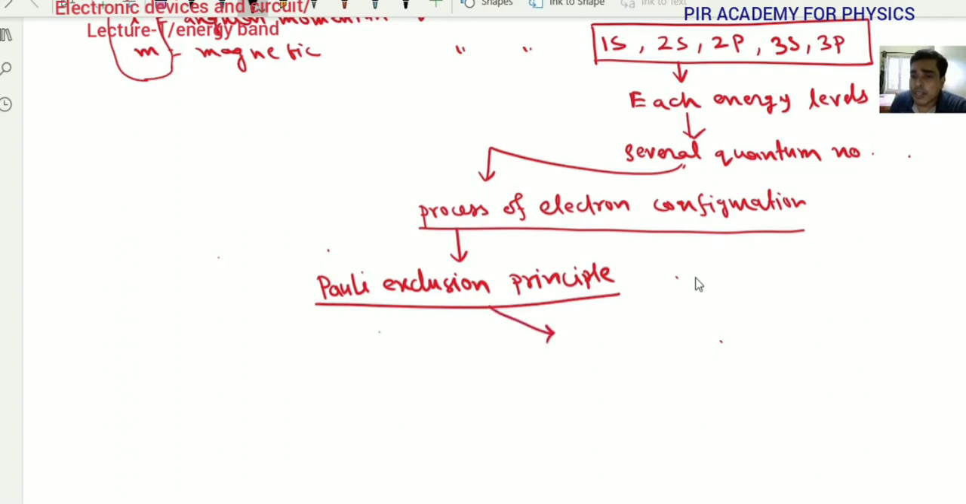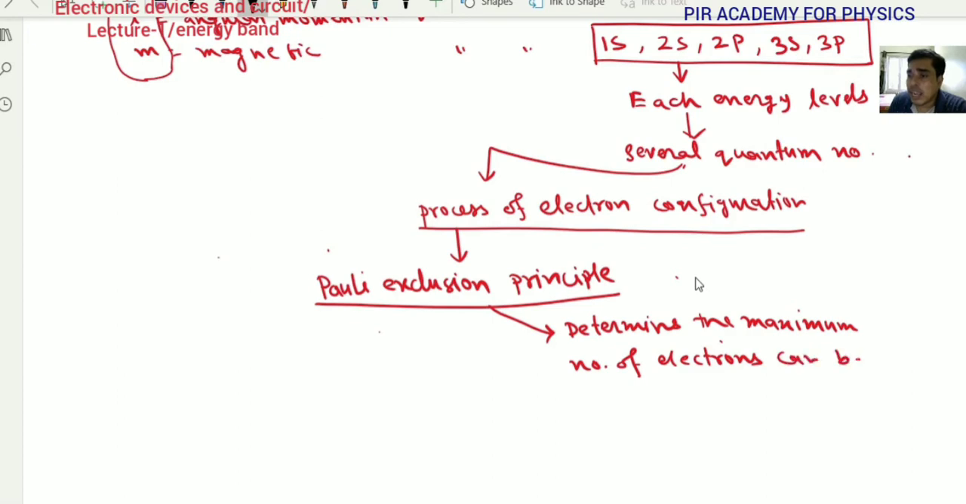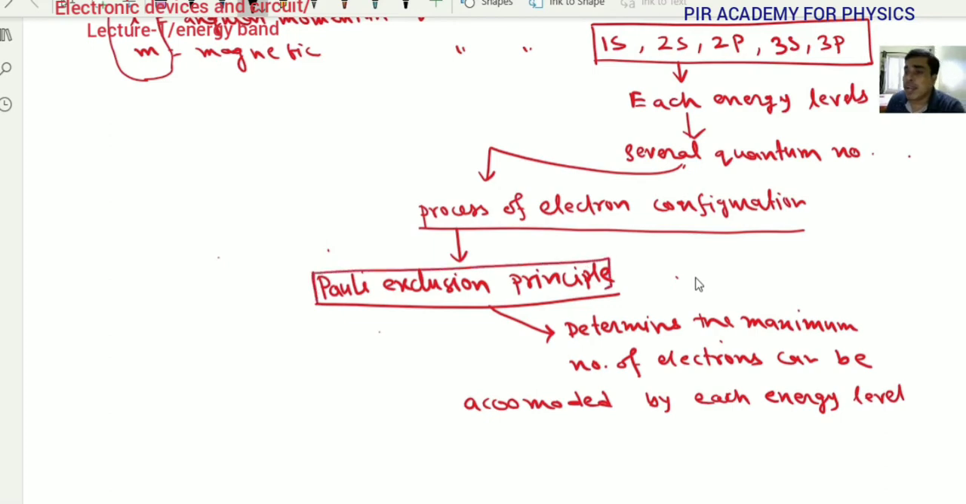The Pauli exclusion principle actually determines the maximum number of electrons that can be accommodated by each energy level.